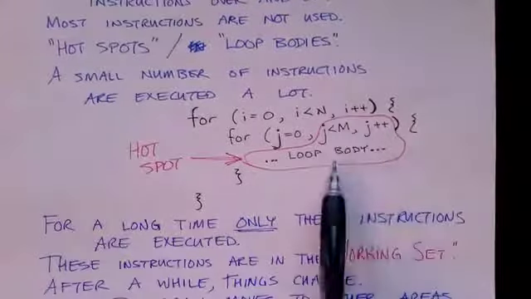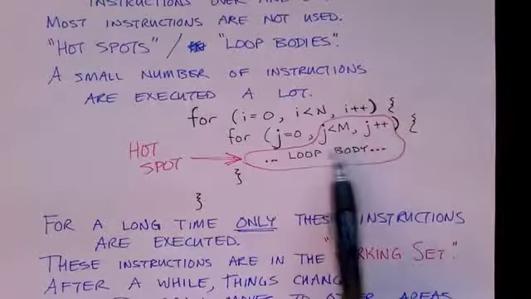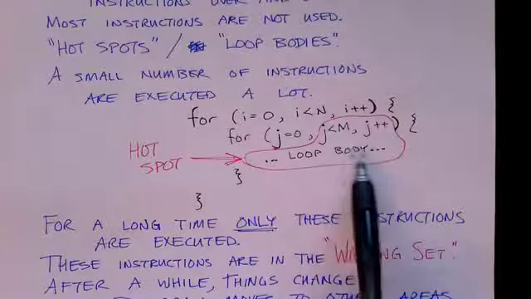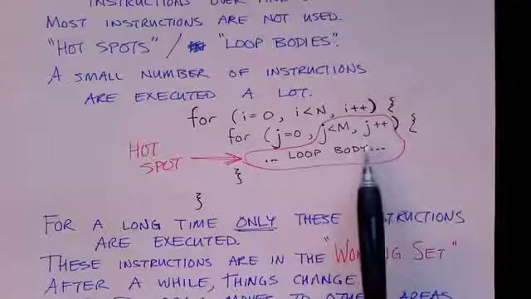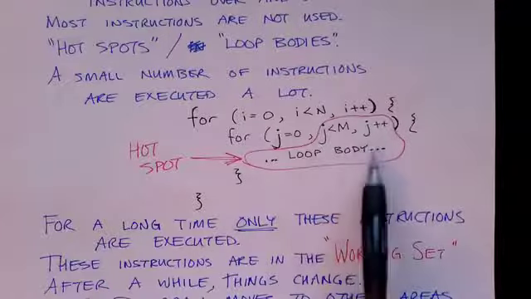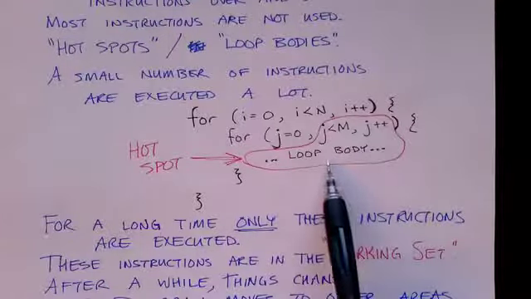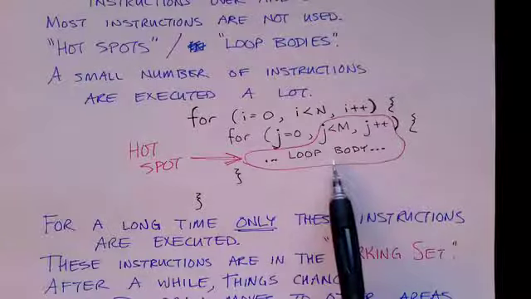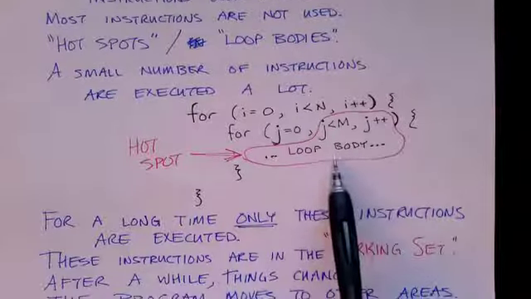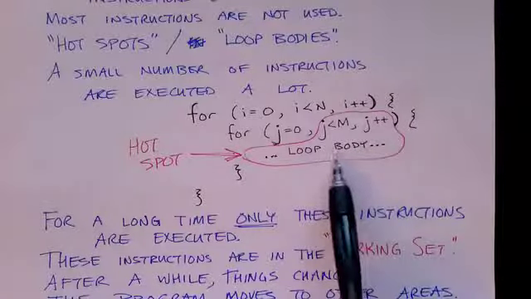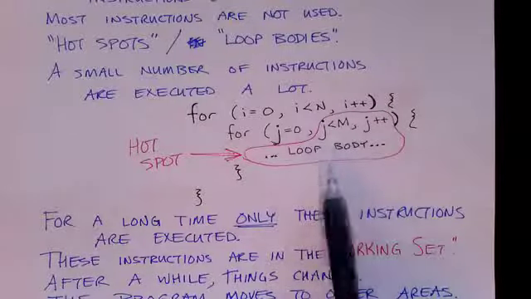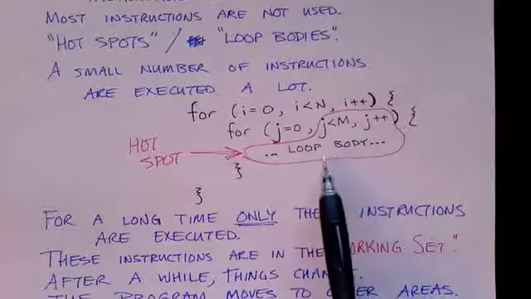While the program is in that section of its behavior, while it's executing that loop, it's executing only these instructions and nothing else. So these instructions are part of the working set for the program at that moment in time. After a while, the program will change, the loop will finish, and it'll go off and do some other stuff, so things will change.